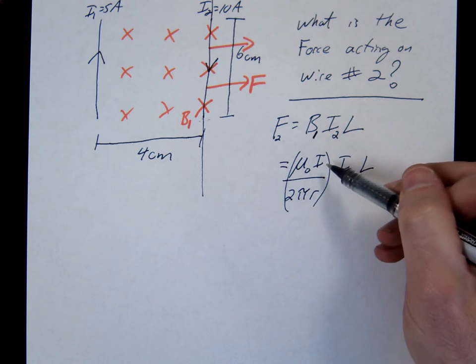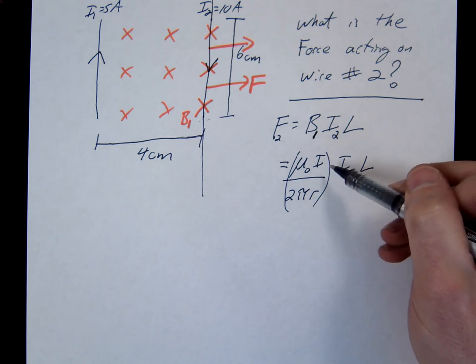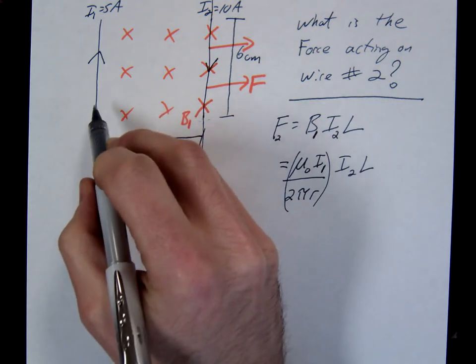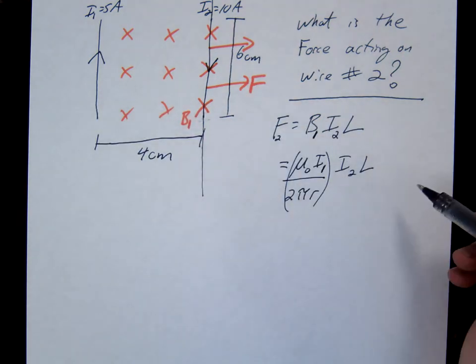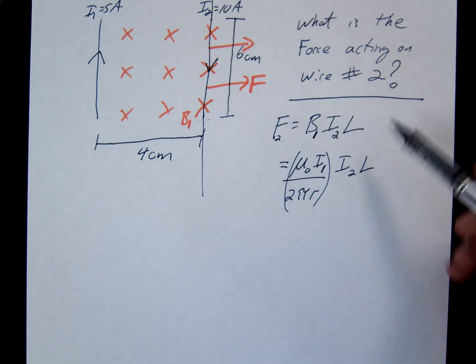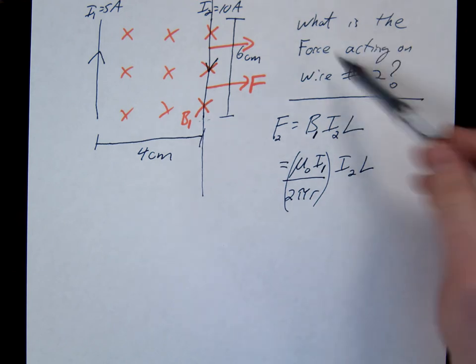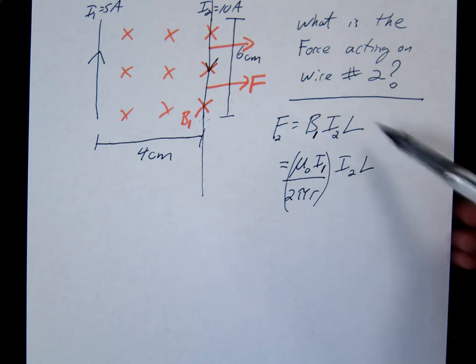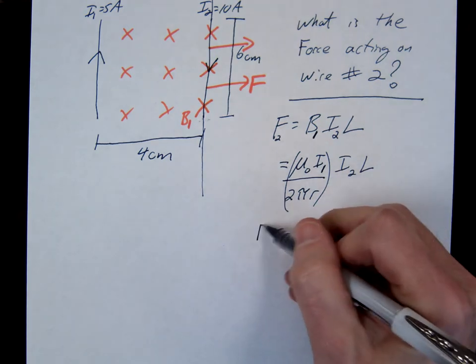Which I is this? This is I1, right? So B1 is coming from current 1, right? That's what's creating the current going through here. So this would be the derived equation if we wanted to find the force between two wires. This is the equation that you would essentially use. Let's go ahead and solve it.